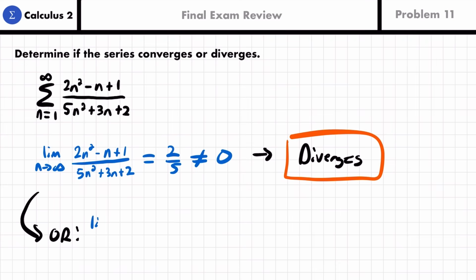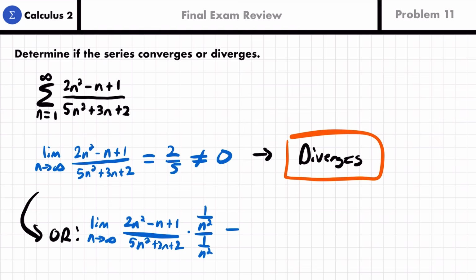Okay, so we have the limit as n approaches infinity of 2n squared minus n plus 1 divided by 5n squared plus 3n plus 2. Looking at the numerator and denominator, the highest power of n that we see is n squared, so we want to multiply by a form of 1 divided by that highest power. Okay, so 1 divided by n squared divided by itself.